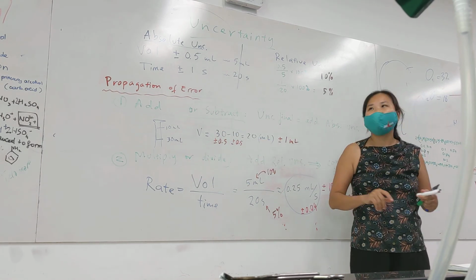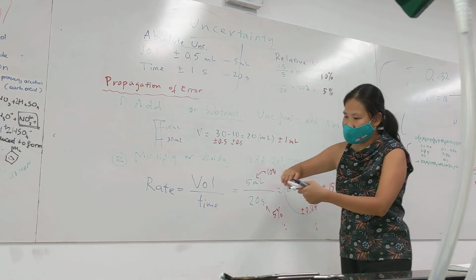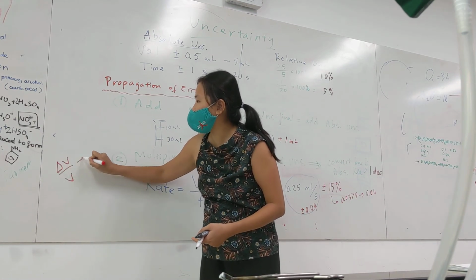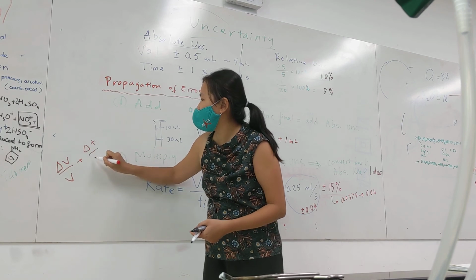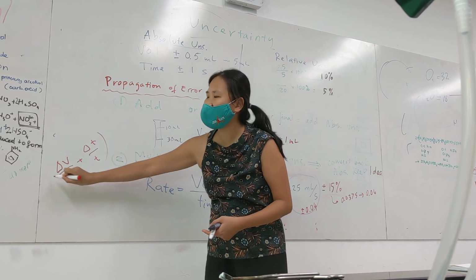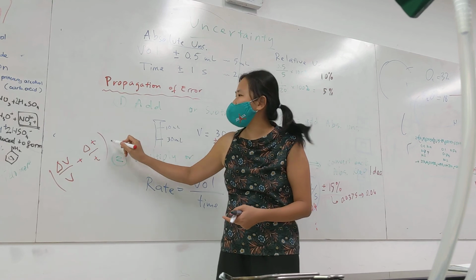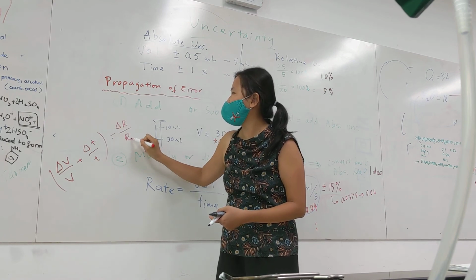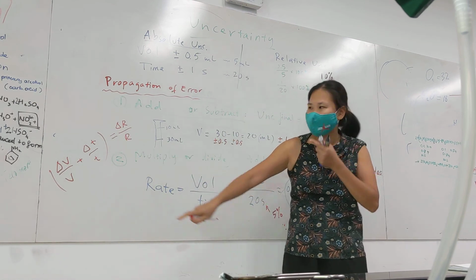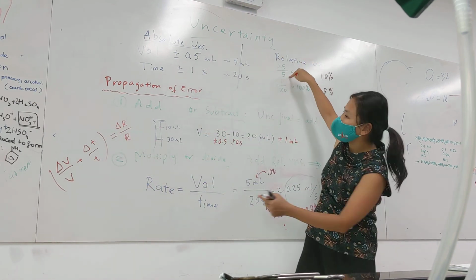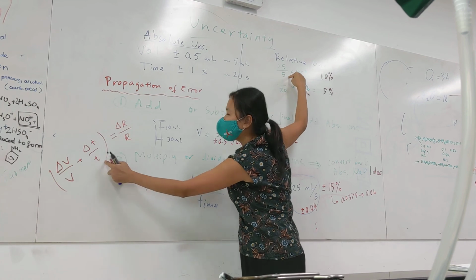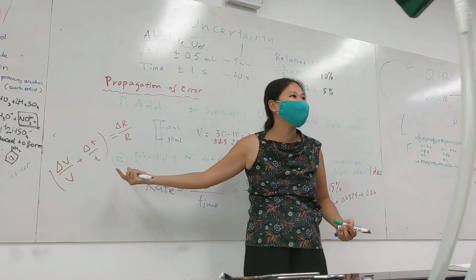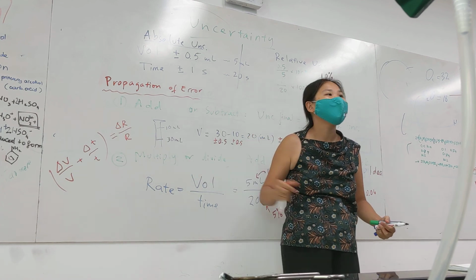Physics kids, you guys use the formula, I think I saw you use it. Delta V over V plus delta T over T, right? Equal to delta R over R. That's the same idea. This is this. This is your relative uncertainty. You're adding them together to get the absolute uncertainty. So it's the same idea.